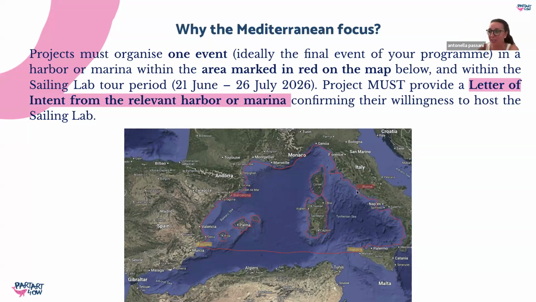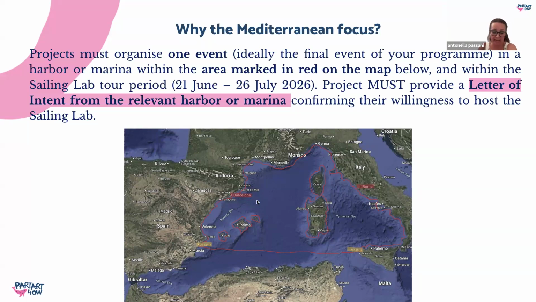No. Of course, it will go from east to west, from Rome to Barcelona. But we said one event, ideally the final one, but it can also be a non-final one. Your project can have multiple stages with multiple events. We hope it will have multiple activities with the communities. So you can pick one of these activities in those dates between the 21st of June and the 26th of July.